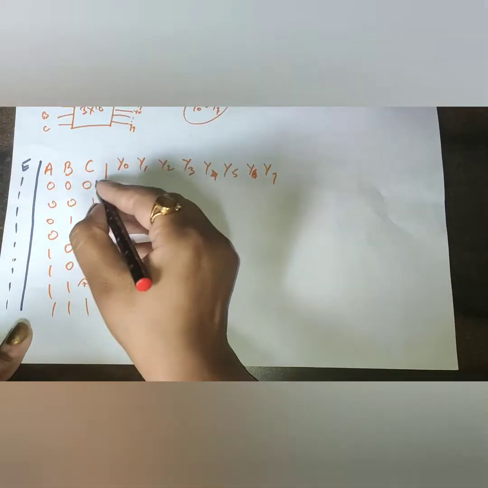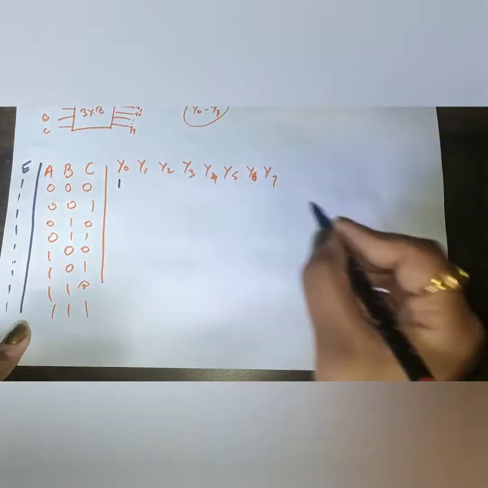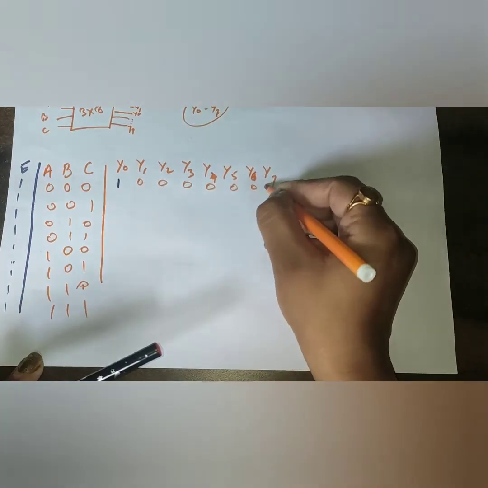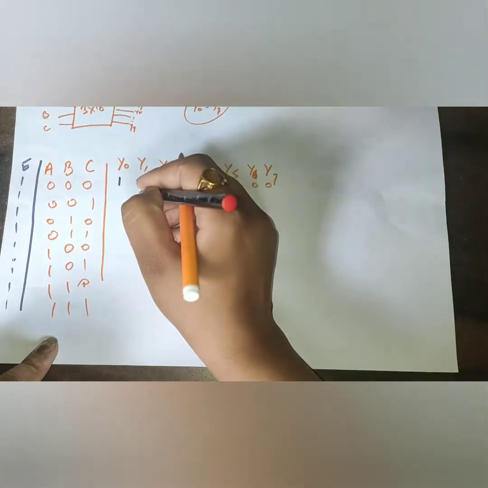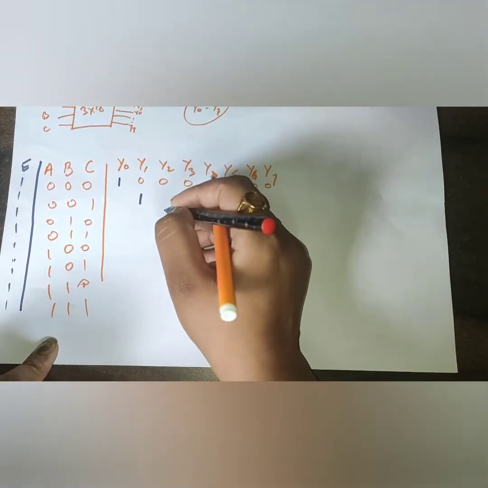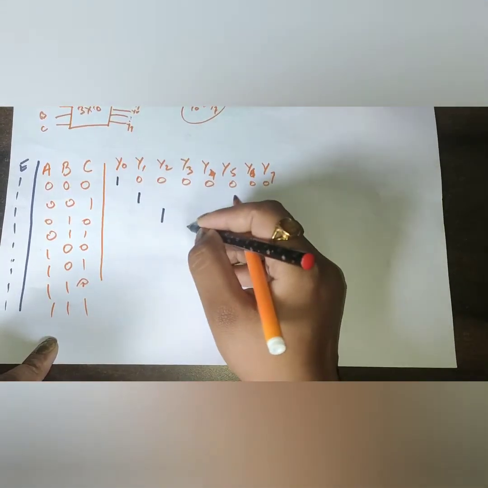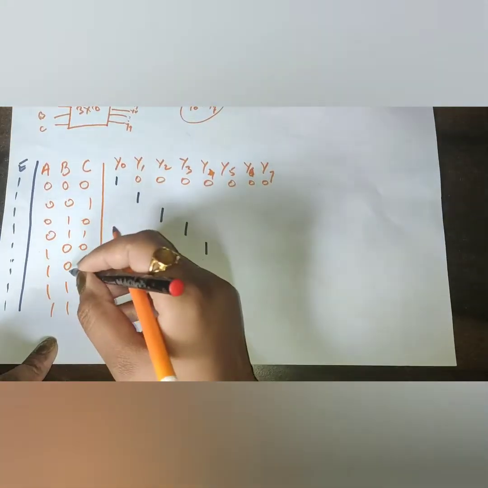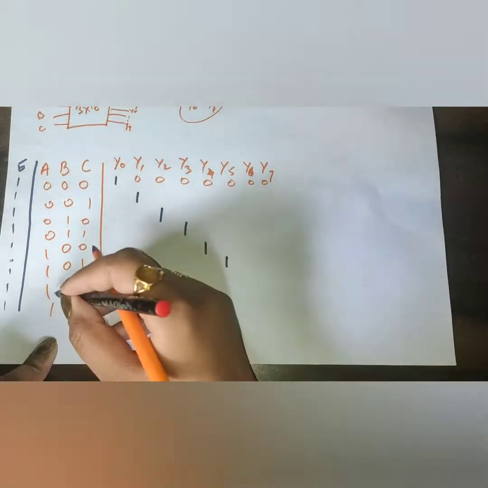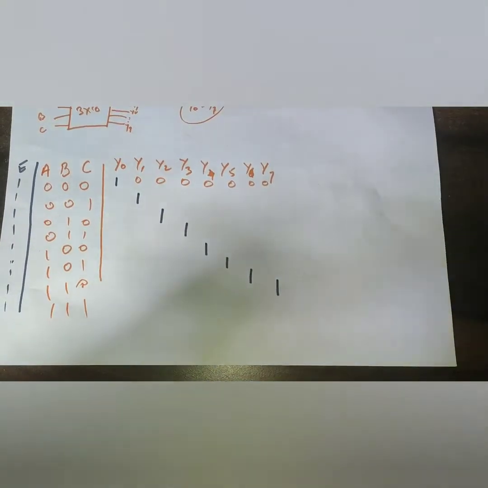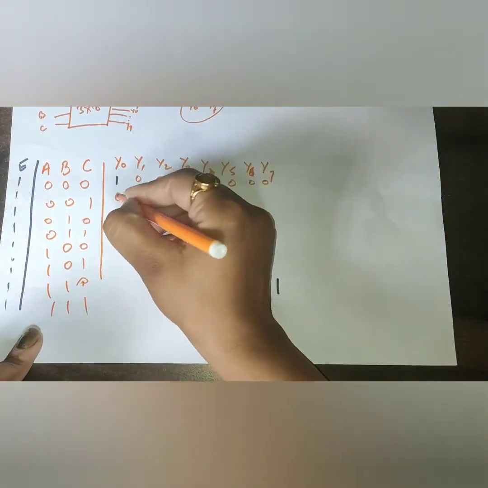So when it is 000, we get y0, and the other outputs are 0. When 001, we get y1. When 010, we get y2. When 011, we get y3. When 100, we get y4. When 101, we get y5. 110, y6. 111, y7. And the other outputs are 0.